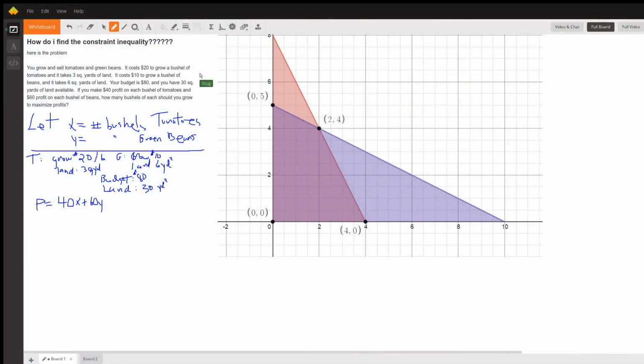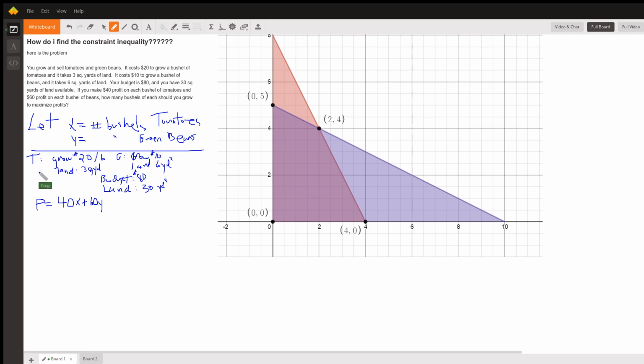We call this a linear programming problem. I've jotted down the pertinent information that we gleaned from the word problem, where I'm letting x equal the number of bushels of tomatoes, y equal the number of bushels of green beans.